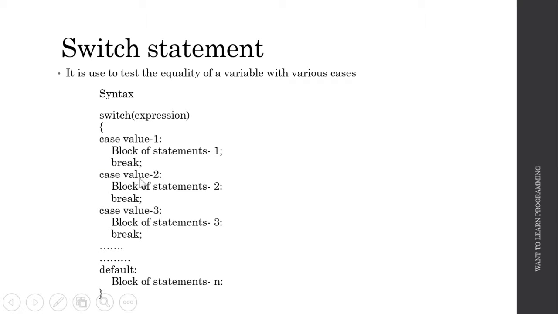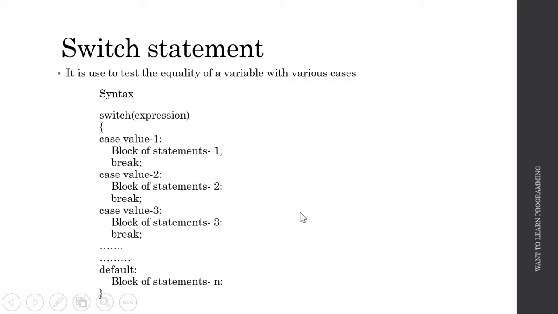Similarly, for case value 2, block of statements, then break. Similarly, for case value 3. Like this you can put n minus 1 cases for the expression. And at last, as a default case, if the expression is not equal to value 1 or value 2 or value 3 or all the other values, then it will execute this default case. This default case will execute block of statements n. This default case is not mandatory, so you can choose not to use it.